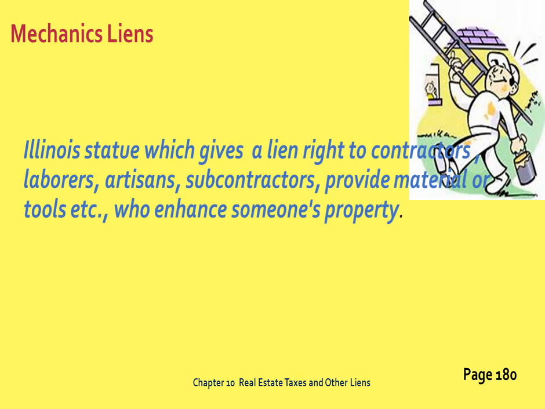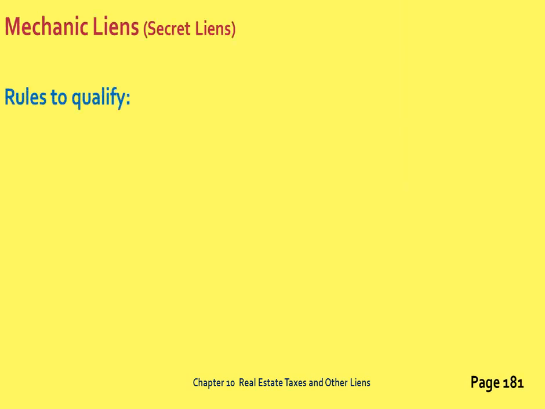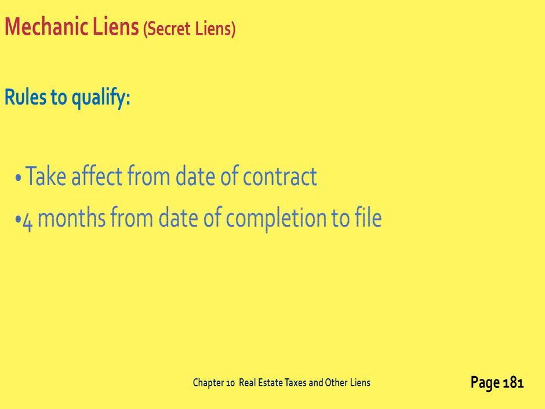So you can have a secret lien from the time the work began all the way up until 4 months after the completion of the work, when you'll find it in the public records because a recording would be made. And then you have 2 years from the date of completion to take legal action. So we want to know 4 months from the date of completion to file, 2 years from the date of completion to take legal action, or you as a mechanic will lose your mechanics lien right.